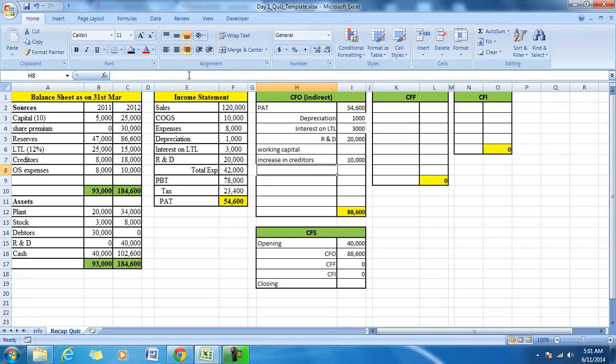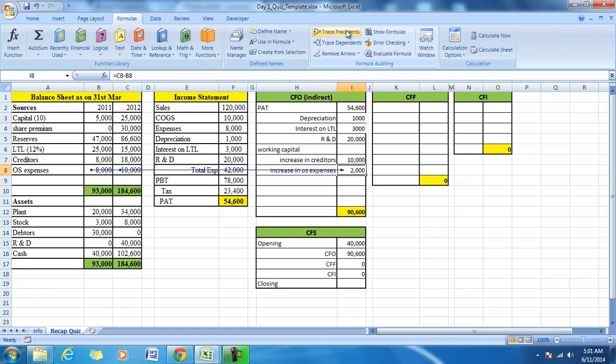Then the increase in outstanding expenses means we have not paid the expense in that year. The expense has been shown in the income statement, but since the outstanding expenses have increased, we have not paid cash to that extent during that period. So, increase in the creditors and increase in the outstanding expenses.